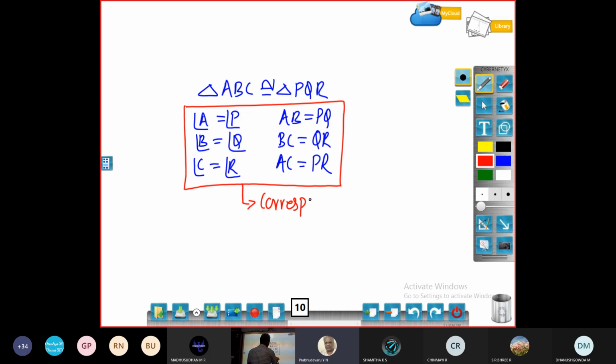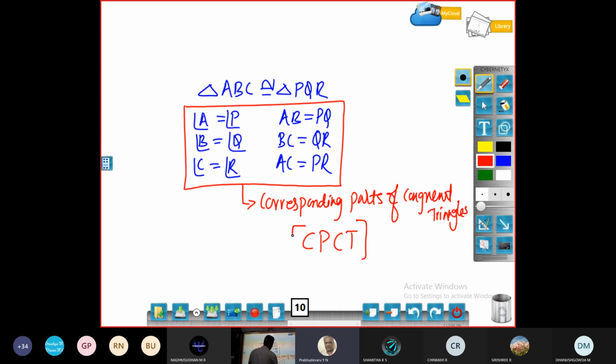So they are called corresponding parts of congruent triangles. In short, we write it as CPCT. Whenever we use the symbol CPCT, that shows corresponding parts of congruent triangles. How many corresponding parts will there be? Here 6 pairs: 3 pairs of angles and 3 pairs of sides. Totally 6 pairs of corresponding parts will be there when we write the triangles are congruent.